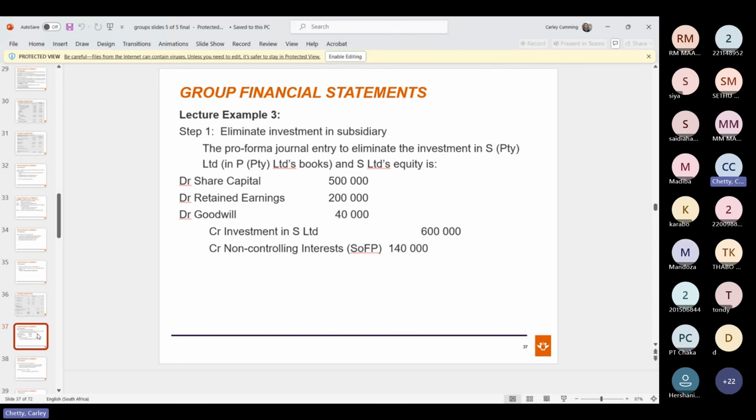So we are going to debit share capital, which is 500,000 rand. This is the amount that S had on acquisition date, and the retained earnings on acquisition was 200,000 rand. The investment is 600,000 rand, this is the purchase price paid, and the non-controlling interest is 140,000. Goodwill is going to be 40,000. So these are the pro forma journal entries on acquisition date.